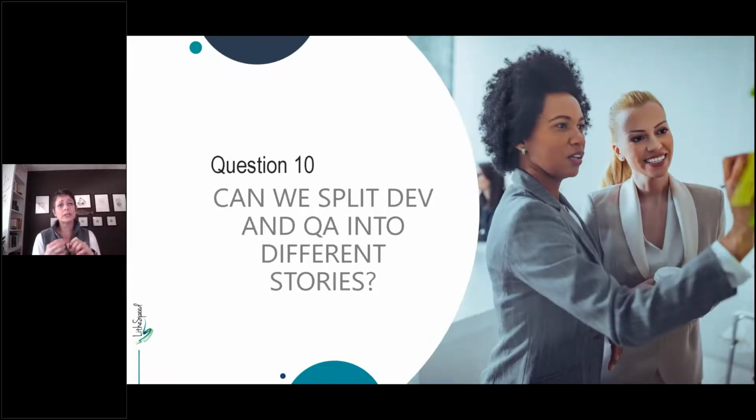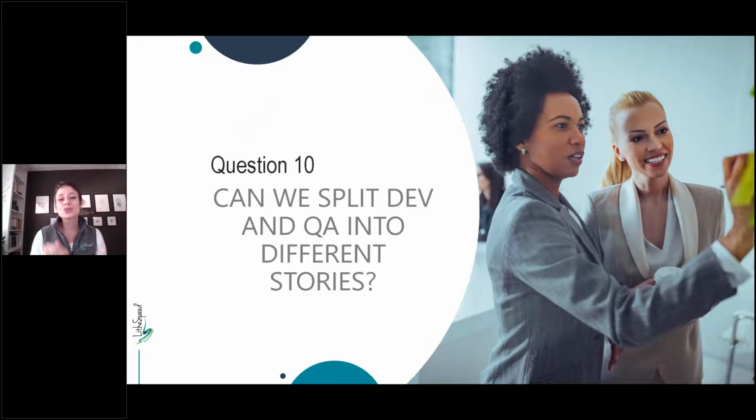Can we split dev and QA into different stories? Single word answer, no. No, you may not. That is not how we do this. This is absolutely not, I will repeat, this is not one of the ways in which you can split up a story. Do not ever split up dev and QA. Do not ever split up UI, middle tier, and back end. Those are not allowed. There are lots of ways you can slice up a story, but those are 2 that are definitely not the ways you can do it.